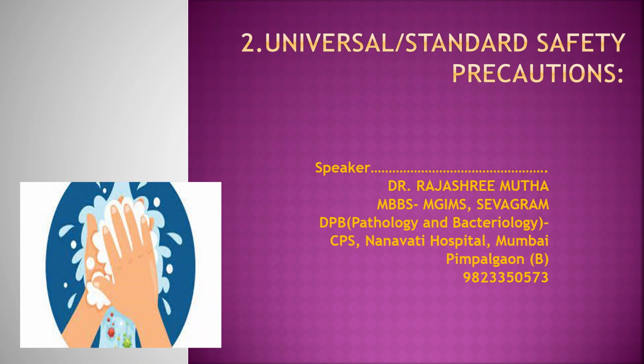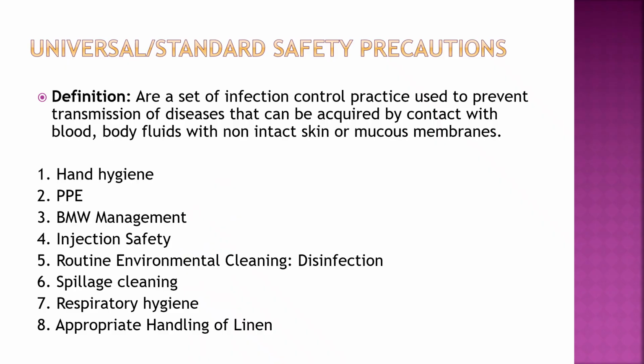So chapter 16. In that, universal or standard safety precautions, and in detail we will study hand hygiene. In universal standard safety precautions, what are these and what are the components of that, like hand hygiene, biomedical waste management, protective equipments, injection safety and all. So these components we will see, and we will see hand hygiene in detail. So first, universal safety precautions.